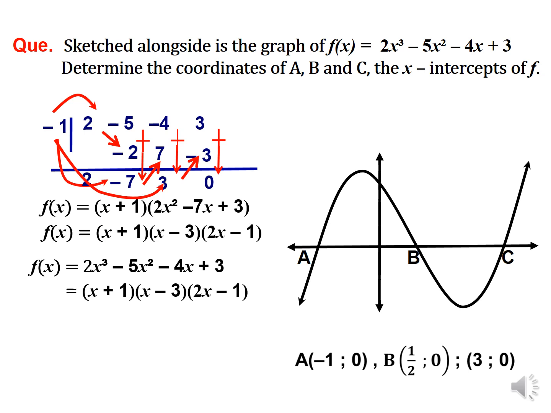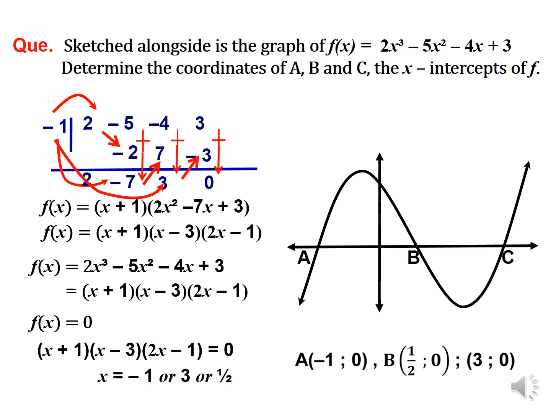Where they require me to solve this when f of x is equal to 0, it will simply be expressing these brackets as equal to 0, and then you can read the values of x from there. X is -1, x is 3, and x is equal to 1 over 2. These three numbers are the x-intercepts of my equation. This method of factorization is called synthetic division.